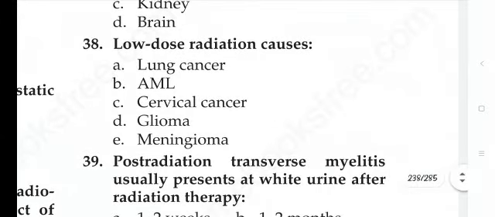Next question, low dose radiation causes. Option A, lung cancer, option B, AML, option C, cervical cancer, option D, glioma, and option E is meningioma. So the answer of this question is AML.